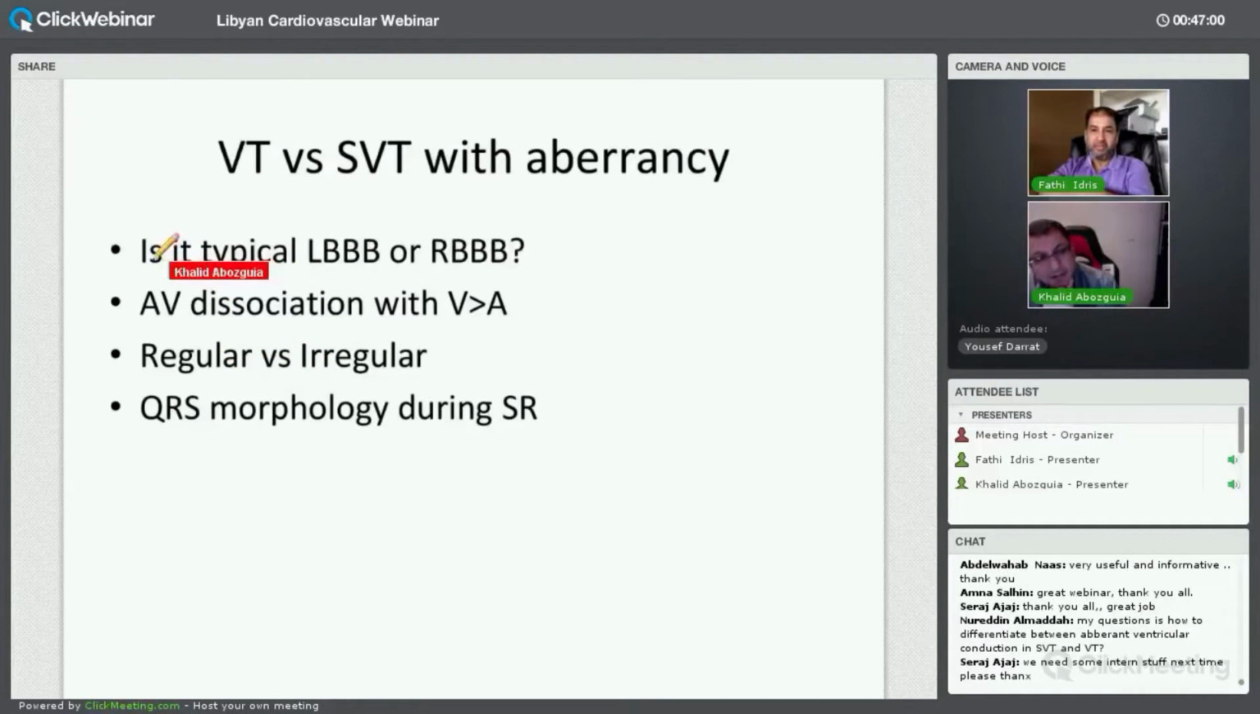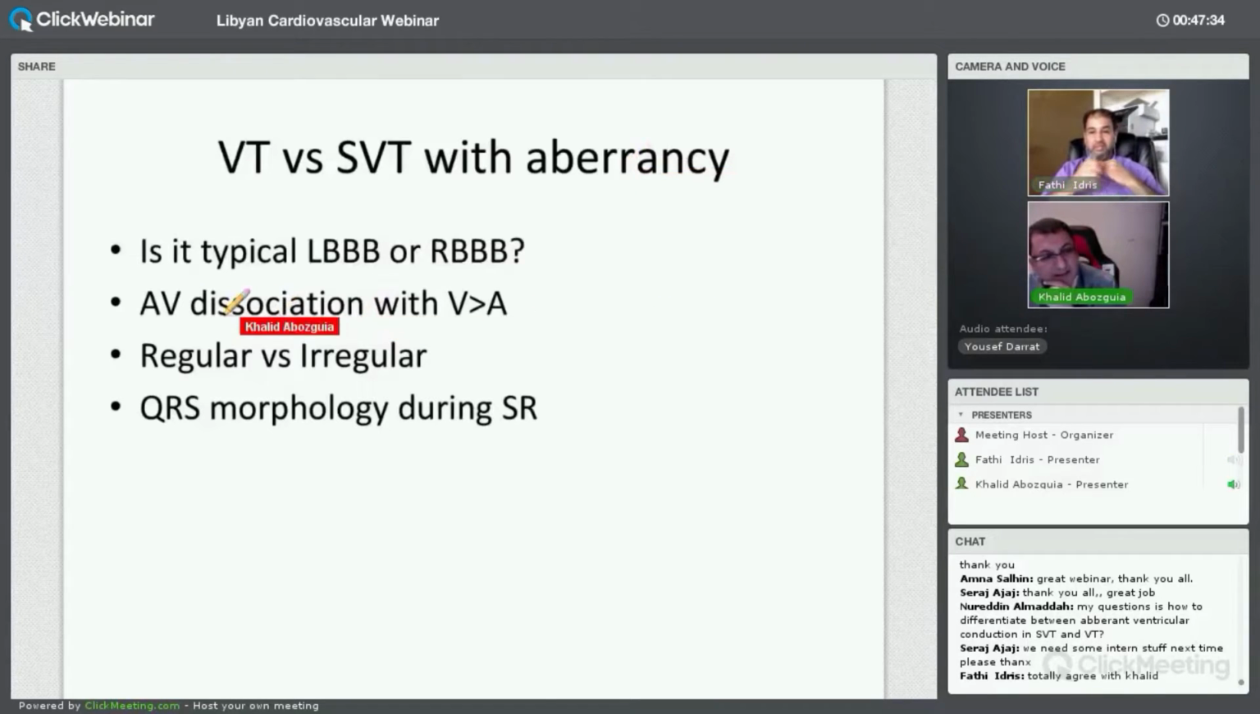I think it is, but Fathi, if you ask me about 4 things you look at, the first thing is, is this typical left bundle or right bundle? No one, Yusuf, will remember all Brugada criteria. This is all about practical approach. If I am here to see a patient with broad complex tachycardia, my approach is this. I look, is this typical left bundle or right bundle? If it is, then it could be SVT, it could be VT. But if it's not, it's unlikely to be SVT with aberrancy.